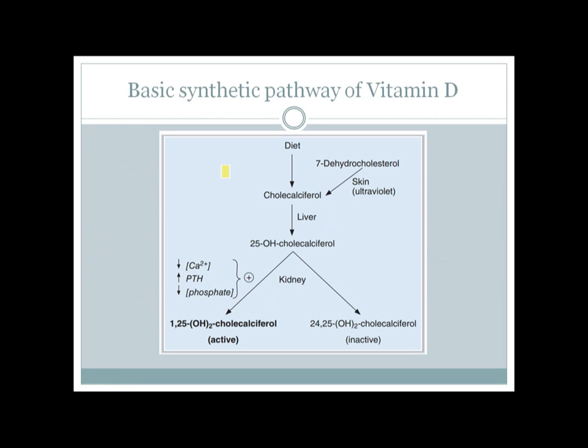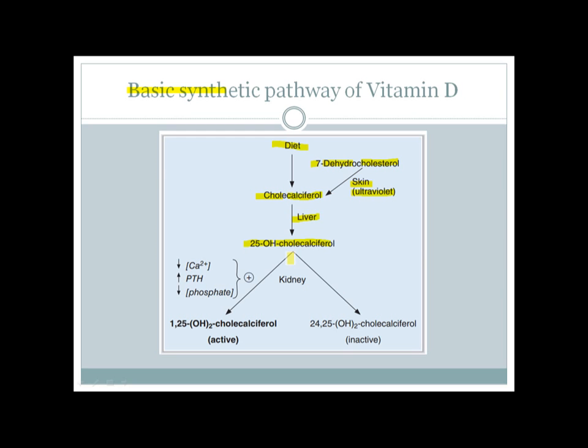So here is a basic biosynthetic pathway of vitamin D. You can get it from either diet or from skin. From skin, you have something called 7-dehydrocholesterol, which is converted to cholecalciferol with the help of ultraviolet ray. And cholecalciferol is converted to 25-hydroxycholecalciferol in the liver.